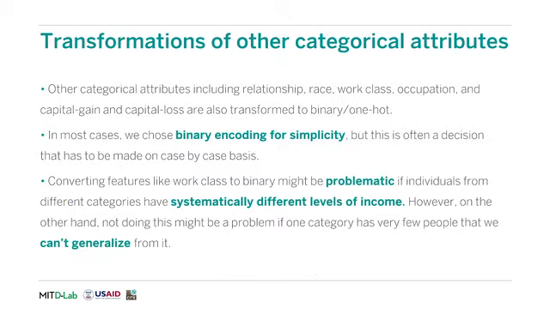We apply the same transformation from raw representation to binary or one-hot to all other categorical attributes. In most cases, we chose binary encoding for simplicity, but this is often a decision that has to be made on a case-by-case basis depending on the application. It is also important to note that converting features like work class to binary can be problematic if individuals from different categories have systematically different levels of income. On the other hand, not doing this might be a problem if one category has very few people in it that we can generalize from.